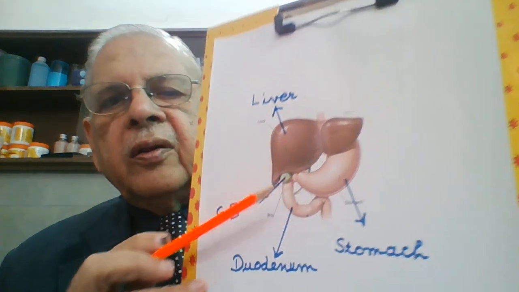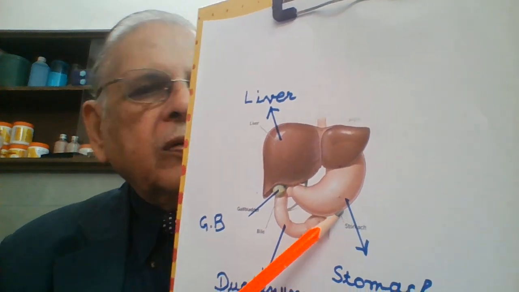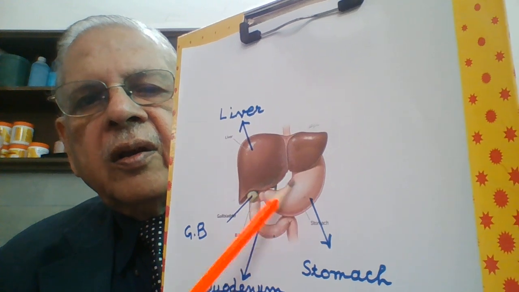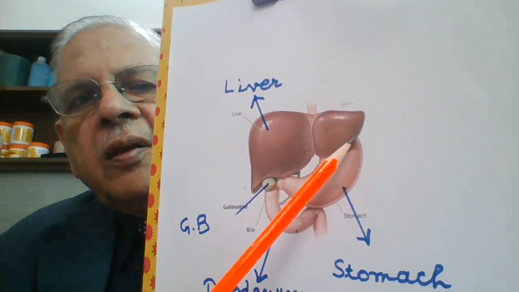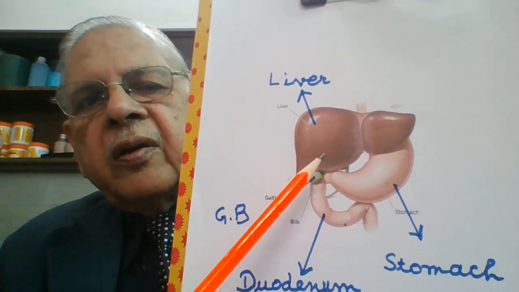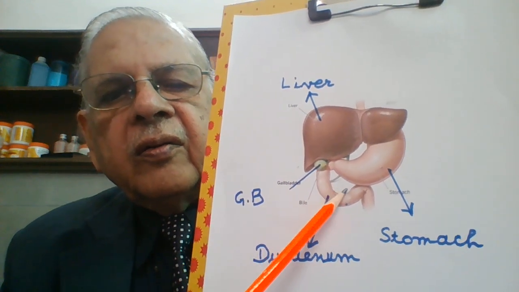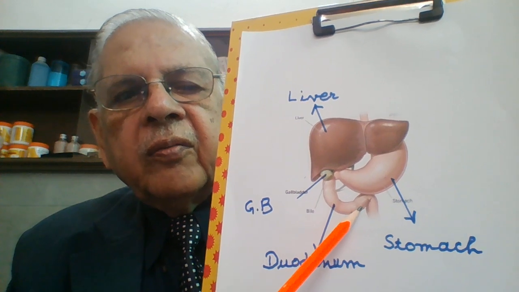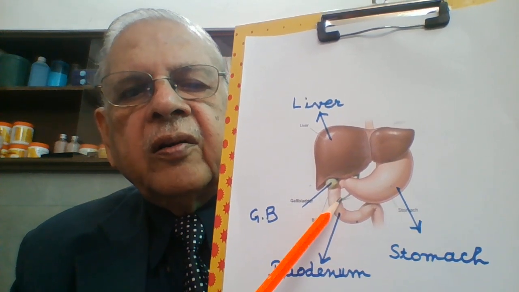Now see one more diagram. What do you see in this diagram? This globular structure is the stomach. This is the left lobe of liver, this is the right lobe of liver, and this is the duodenum. That is the first part of the small intestine.